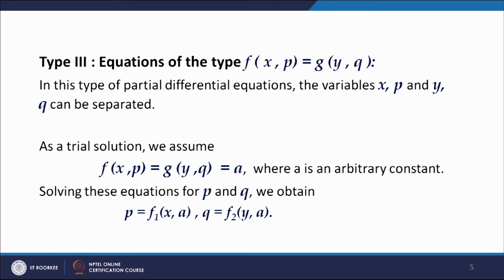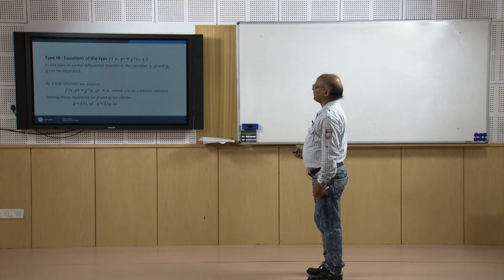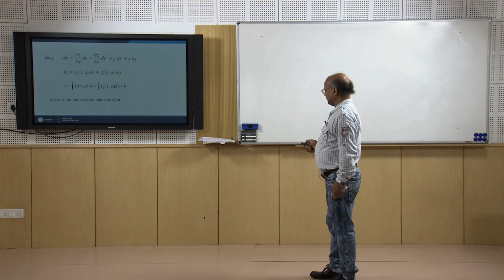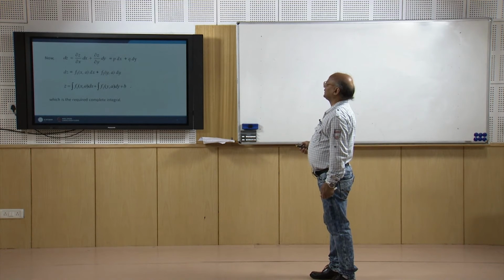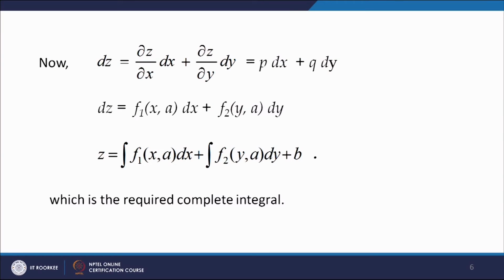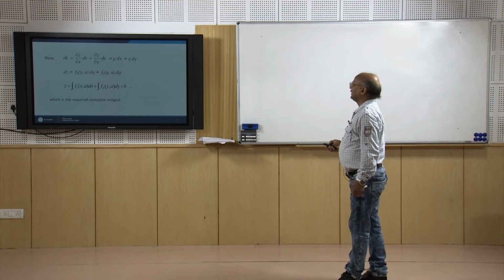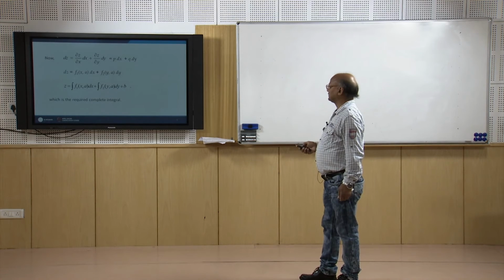So let us assume that these equations can be solved for the values of p and q, and when we solve f x p equal to a, we get say p equal to some function f1 of x and a and q as some function f2 of y and a. Then recalling that we have dz equal to p dx plus q dy because dz is the total differential. So p dx plus q dy, putting the values of p and q so obtained, we have dz equal to f1 x a dx plus f2 y a dy, and then we integrate on both sides to get z equal to integral of f1 x a dx plus integral of f2 y a dy plus some arbitrary constant b, and since this solution involves two arbitrary constants a and b corresponding to the two independent variables x and y, it is the required complete integral. And once we have the complete integral, as we know, the general integral and the singular integrals can be found in the usual way.